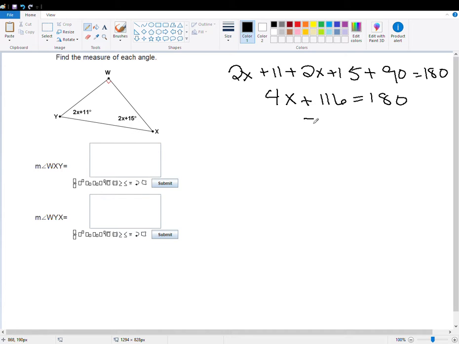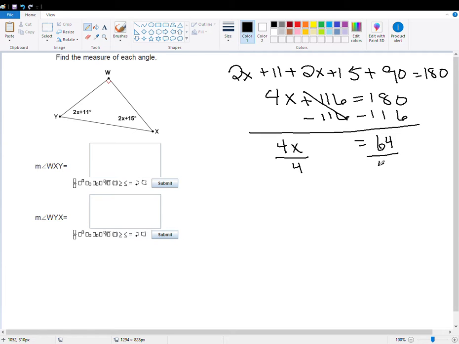After we've combined this, we've turned this long string of math into just a two-step equation where I'm going to subtract 116 from both sides. Cross that out, bring down my 4x, bring down the equal sign. 180 minus 116 is 64. Then I'm going to divide both sides of this equation by 4 to isolate my variable. So these cross out, x comes down. 64 divided by 4 is 16.